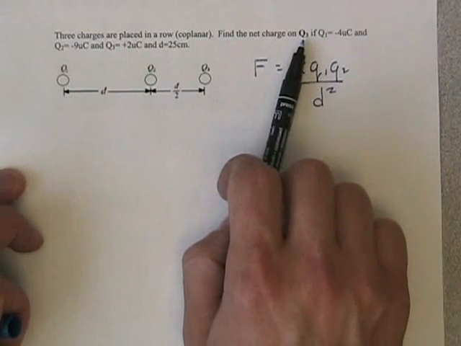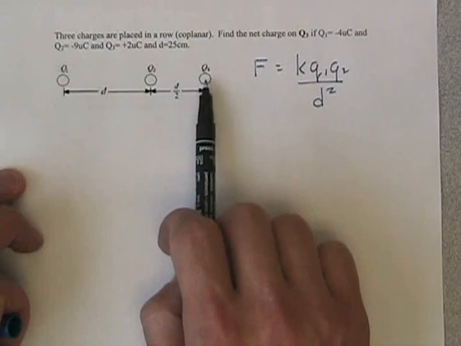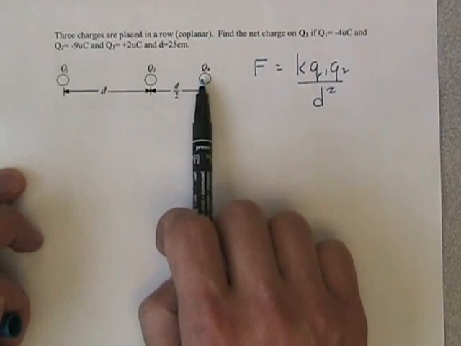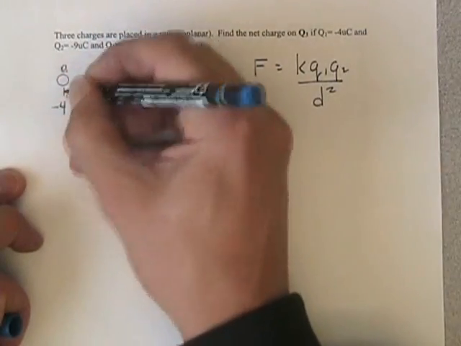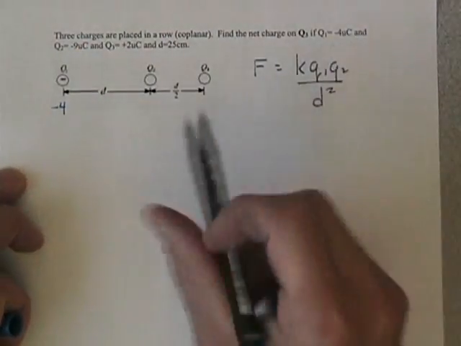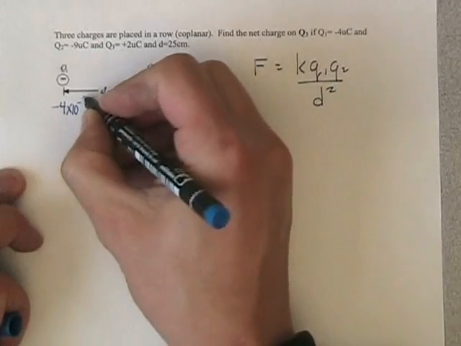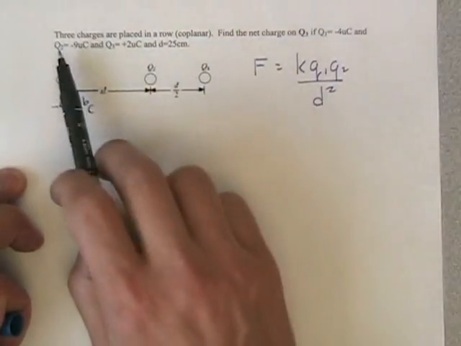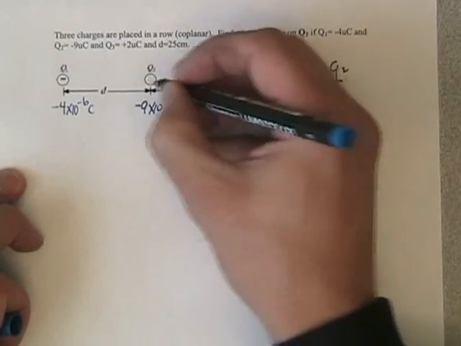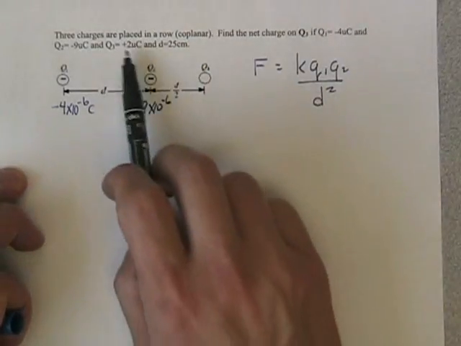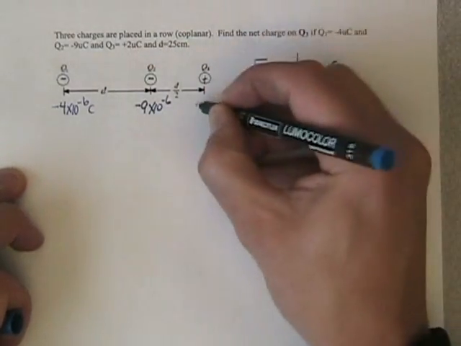We want to find the net charge on Q3. Well, this is Q3 right here. So this is what's going to be in question. If Q1 is -4, so this is -4 right here, that means that's minus microcoulombs, which means times 10 to the -6 coulombs. Q2 is -9 microcoulombs, which means that's also minus. And Q3 is +2 microcoulombs.